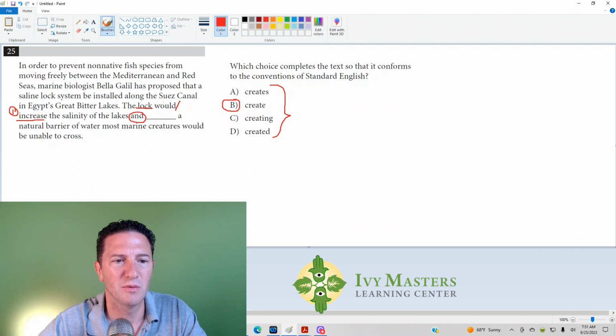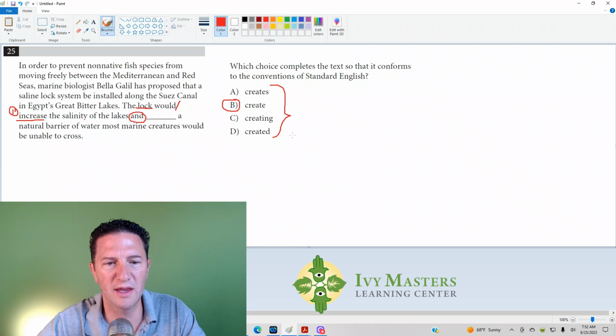But we have would there. You would not say the lock would creates. You'd say the lock would create. You would not say the lock would creating a natural barrier. Your correct answer here is B.